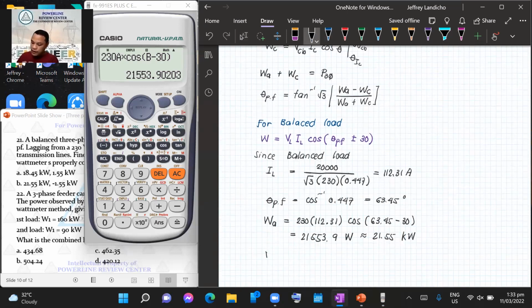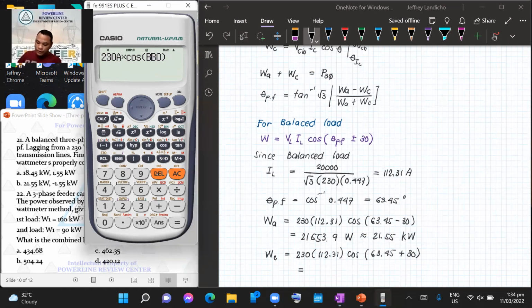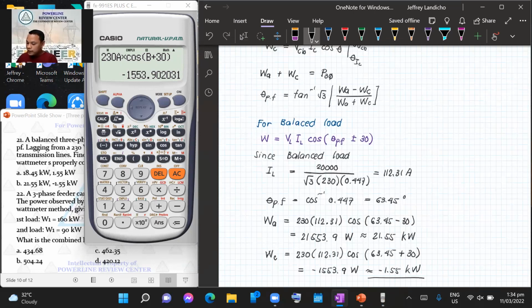Now the second reading, wattmeter C: line voltage 230, line current 112.31, then cosine of power factor angle 63.45. Then, gamitin ko naman is plus 30. So, meron tayong answer. Baguhin ko na lang ito, gawin ko to plus equal. So, negative 1,553.9 watts, or that is approximately negative 1.55 kilowatts. So, that should be the answer.